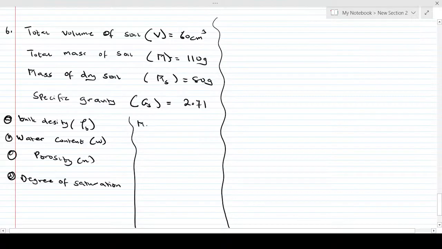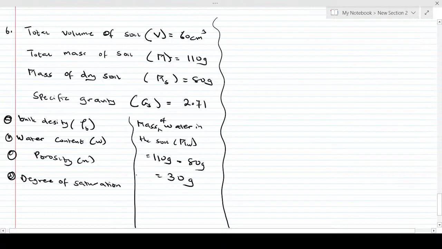Though the question didn't state this, I can see that the mass of water in the soil is simply going to be 110 grams, which is the total mass of the soil, minus the mass of dry soil, right? And this is simply going to be 30 grams.